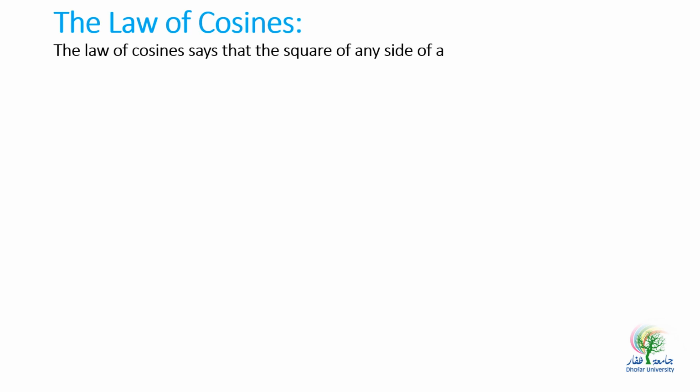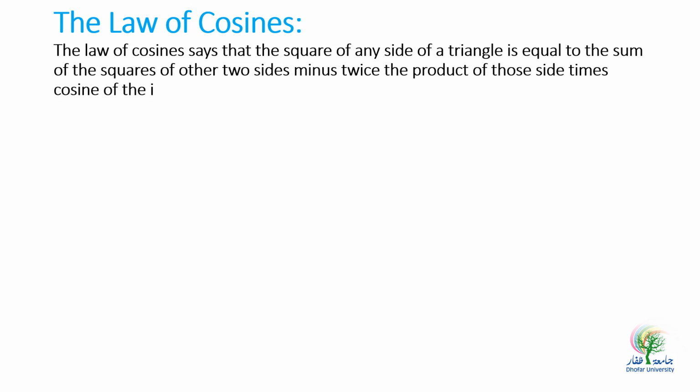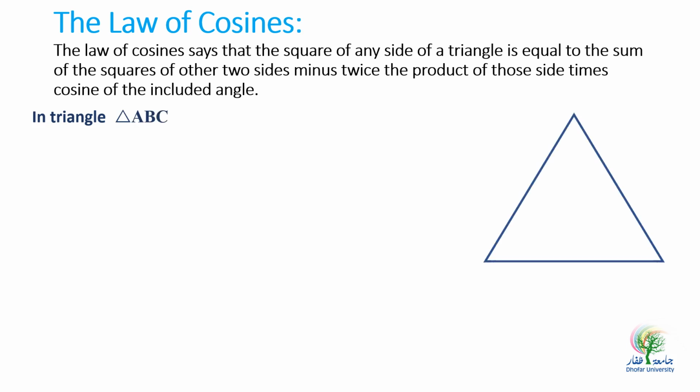The law of cosine says that the square of any side of a triangle is equal to the sum of the squares of the other two sides minus twice the product of the two sides times the cosine of the included angle. If we have triangle ABC, opposite to A is side a, opposite to B is side b, and opposite to C is side c, then the law of cosine is a square equals b square plus c square minus 2bc cosine A.